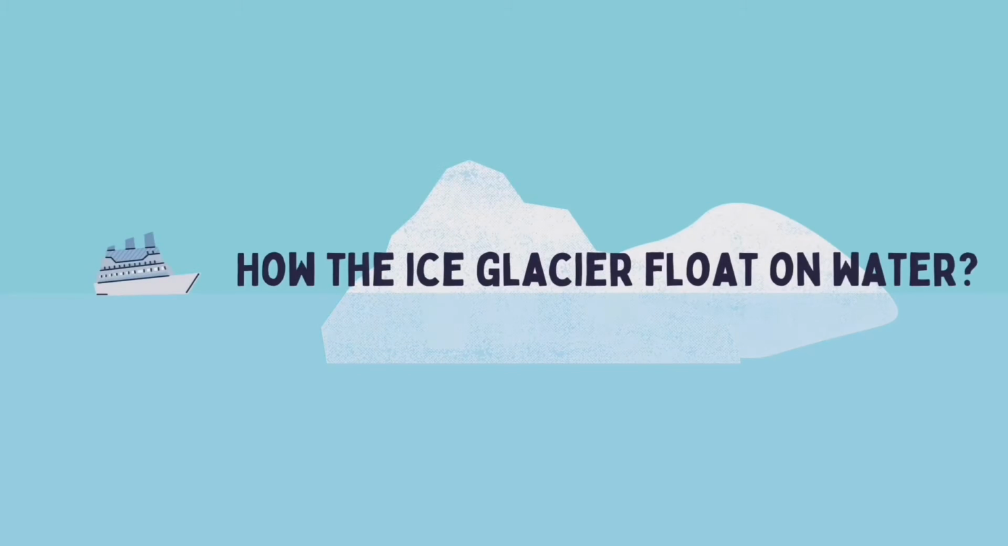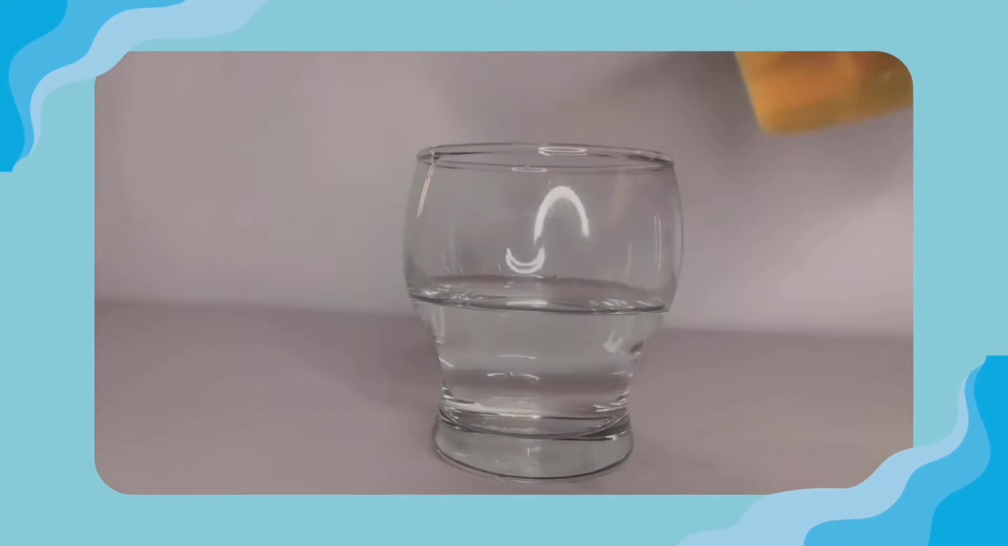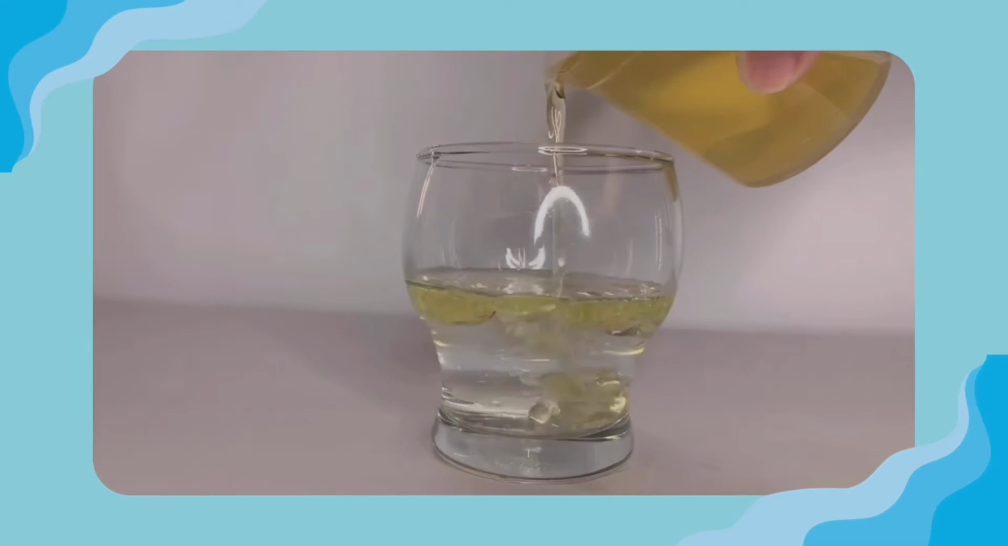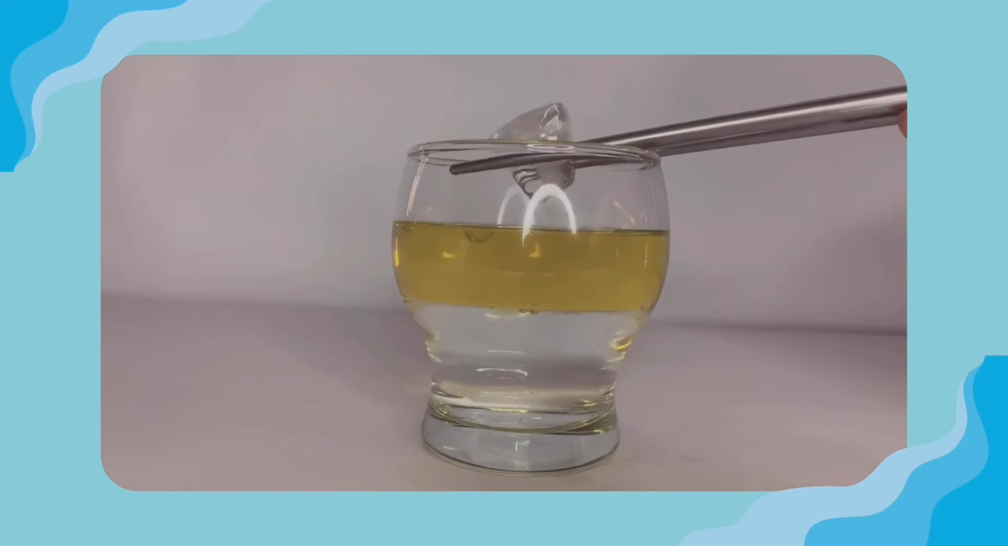How does the ice glacier float on water? To find the answer, let's run some tests. Pour a cup of water into the glass and then pour a cup of cooking oil into the glass. Make sure the quantity of both substances is even. Drop an ice cube into the glass and observe.